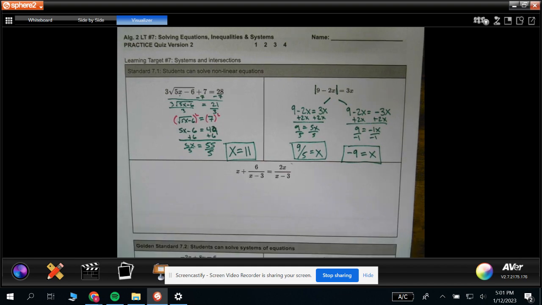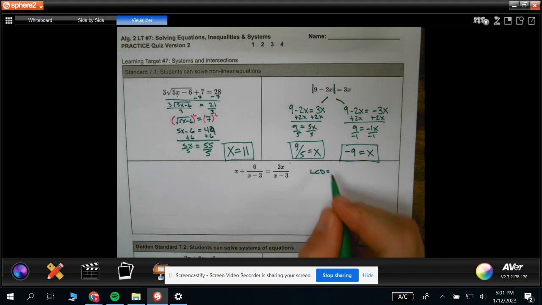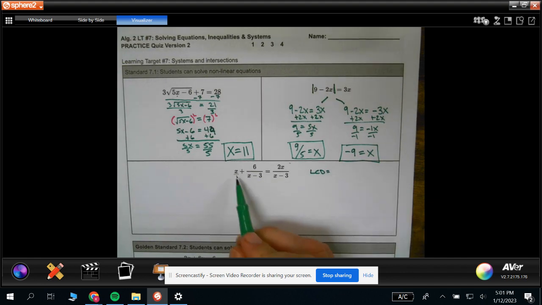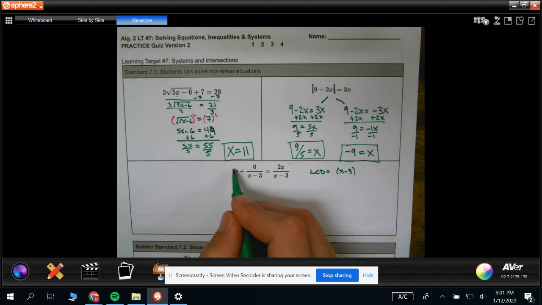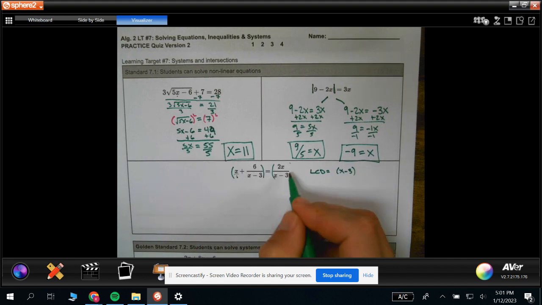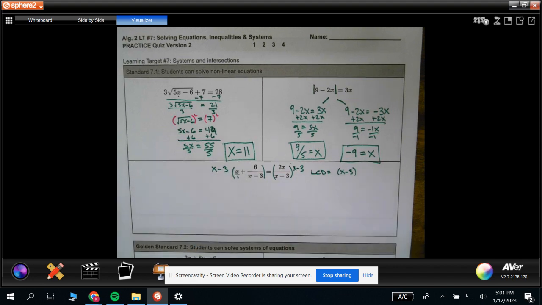Now let's move on to our rational equation here. First step, we want to figure out what is the lowest or least common denominator. I like to write it out for myself. Well, in this case, I've got x over 1, x minus 3, and x minus 3. What do 1, x minus 3, and x minus 3 all go into? x minus 3. So that's what I need to multiply across everything.